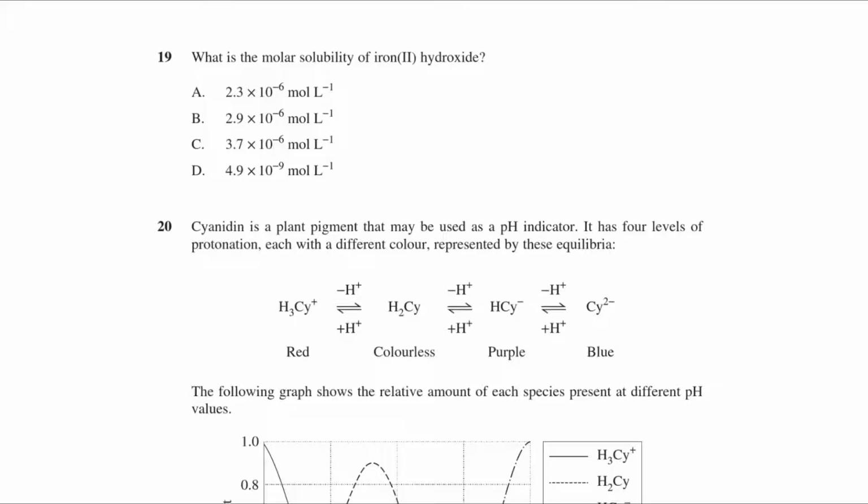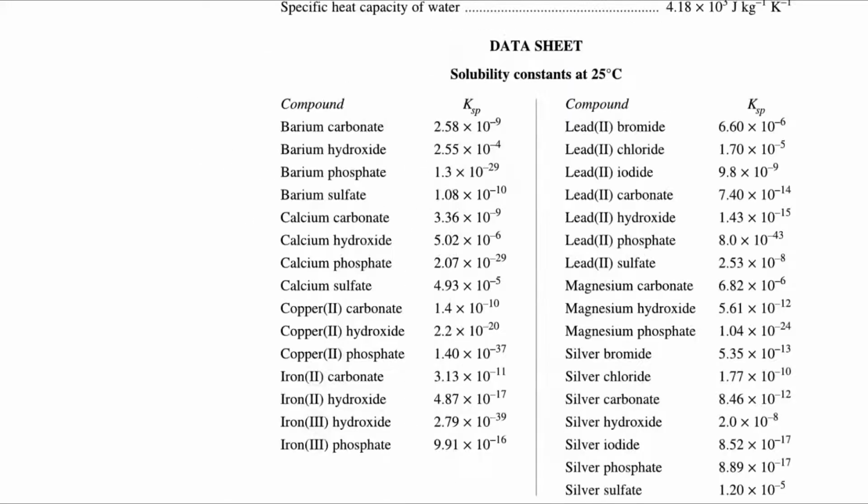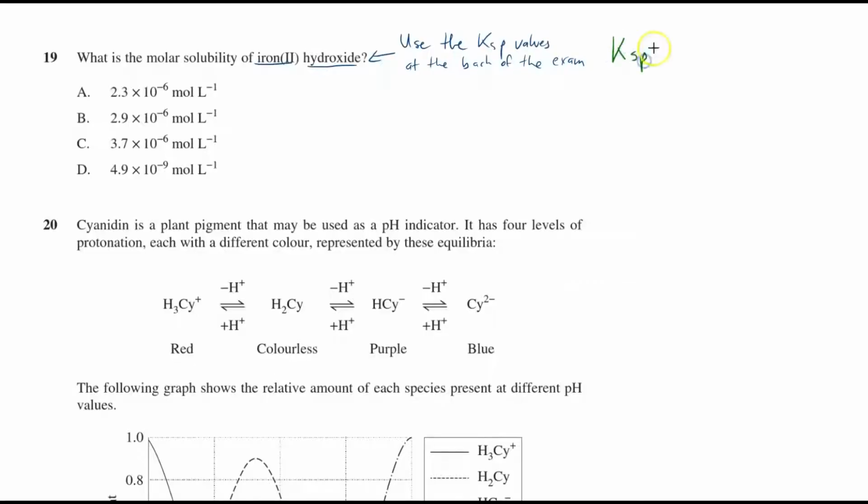On the next page, we have the last 2 questions in the multiple choice section, 19 and 20. Question 19 asks just to find the molar solubility of iron 2 hydroxide. With no other information provided, this must mean we need to use the information provided in the datasheet. That is, the Ksp or solubility product value for iron 2 hydroxide. Looking back there, we can find the compound we are interested in, iron 2 hydroxide, and its Ksp value of 4.87 times 10 to the negative 17. Bringing this back to our question, the Ksp is 4.87 times 10 to the negative 17.